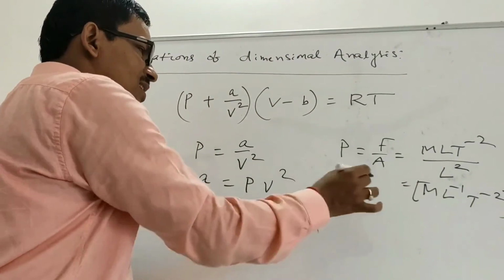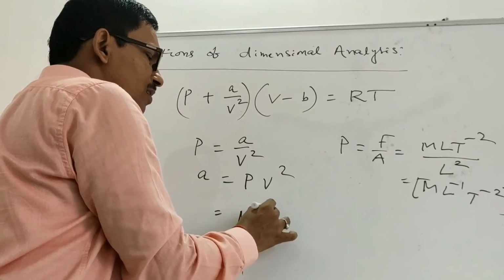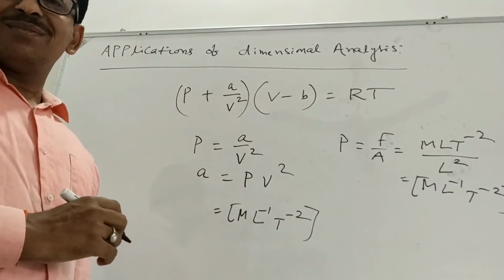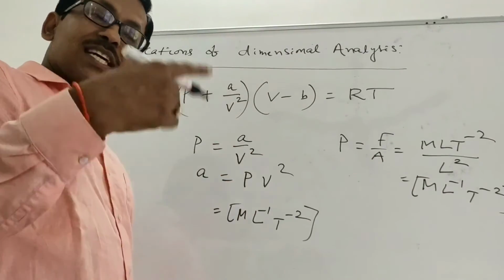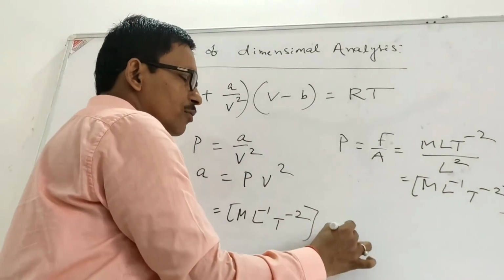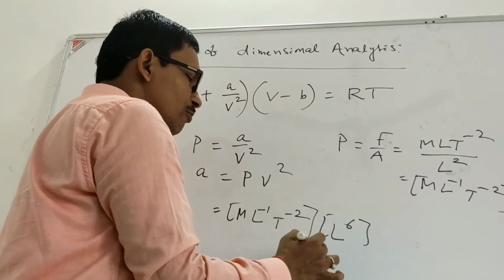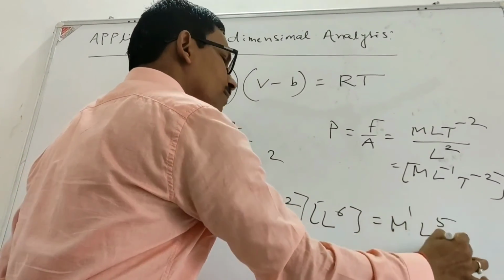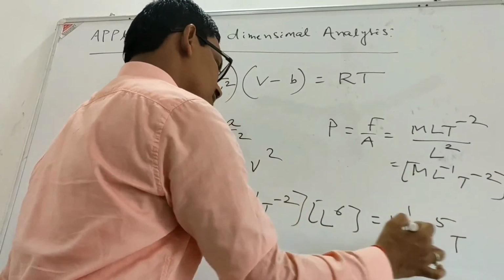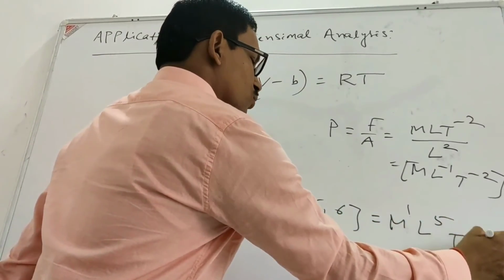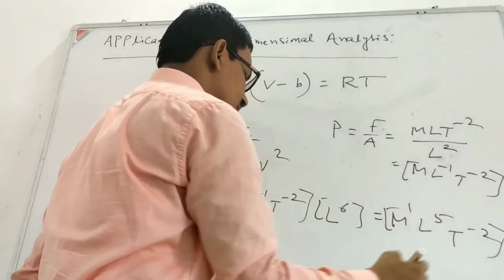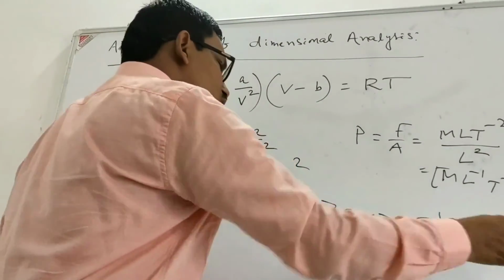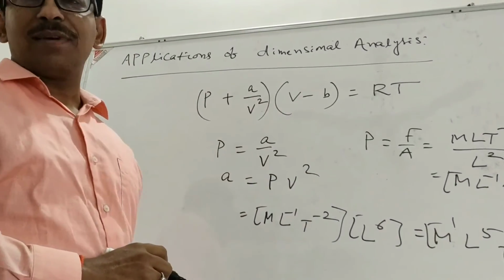So it is M L minus 1 T minus 2 into V square. V is the volume and volume is L cube, so V square is L to the power 6. So finally what you will get is M1 L5 T minus 2. Is it correct? M1 L minus 1 into L6, so L to the 5 T minus 2. This is the dimensional formula of A.